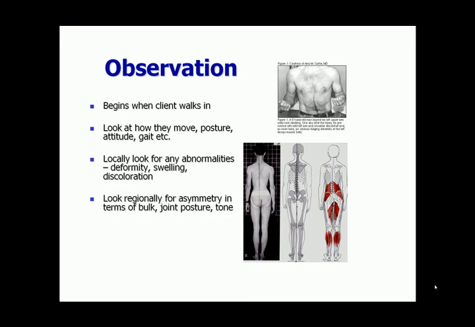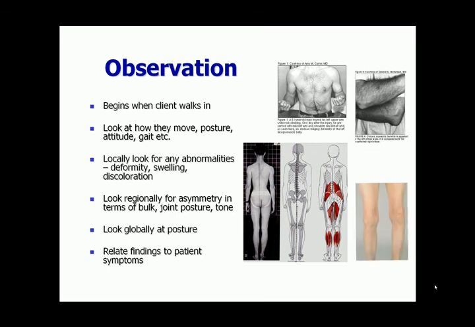It is also useful to look regionally for asymmetry in terms of bulk, joint posture and tone. Furthermore, it would be useful to look globally at their posture, and for more information on this, look at Kendall and Kendall. Finally, relate your findings to the patient's symptoms. On the right hand side of this slide, you'll see various examples of deformities, swelling, postural types and trauma.